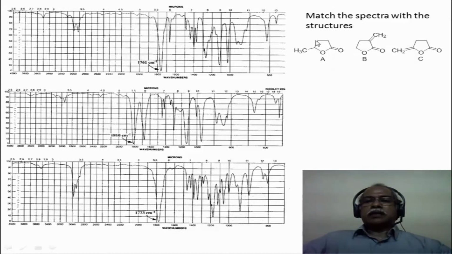Then comes the carbonyl stretching frequency of the saturated lactone, and then comes the alpha beta unsaturated lactone carbonyl stretching frequency. The stretching frequencies are marked for the carbonyl stretching in the IR spectrum. This is 1761, this is 1810, and this is 1773. So, based on the argument, C should be this one which has the highest stretching frequency of 1810. So, C corresponds to the middle spectrum here. A corresponds to the spectrum at the bottom, which is 1773, and B corresponds to the alpha beta unsaturated system, which has the lowest one around 1761.